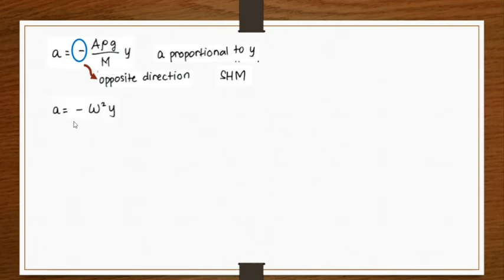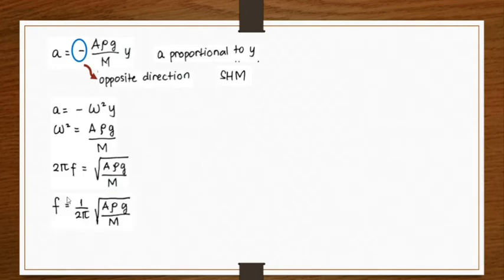So when a equals minus omega squared times y, and we have this equation, then we can see that omega squared is equal to A rho g over m. So omega is given by the square root of A rho g over m, and omega itself is 2 pi f. So the frequency can be given by 1 over 2 pi times the square root of A rho g over m.